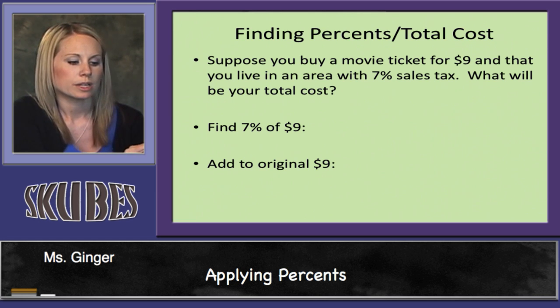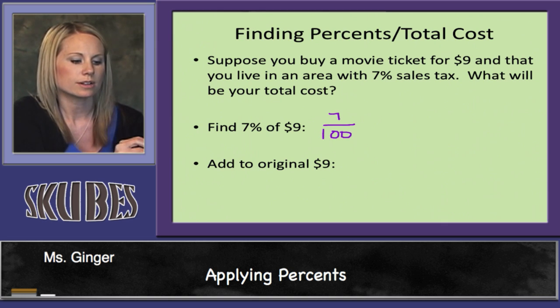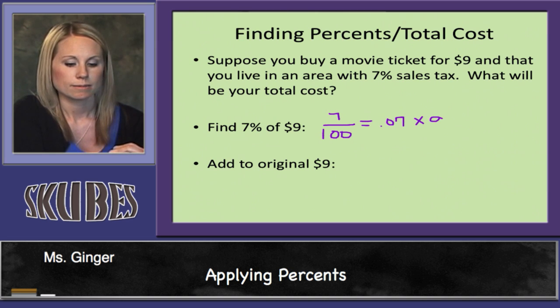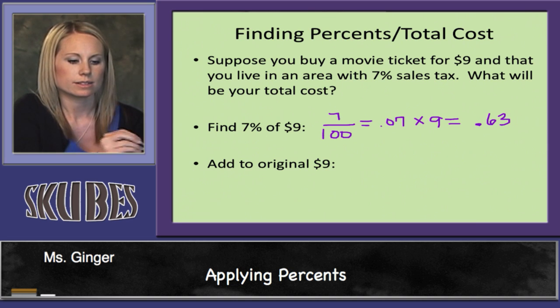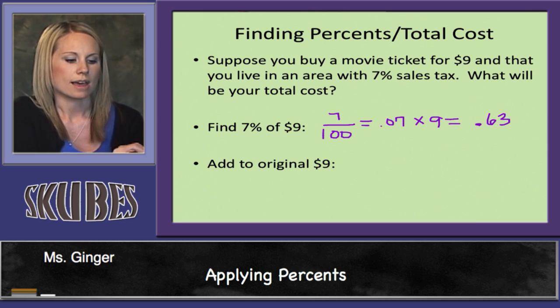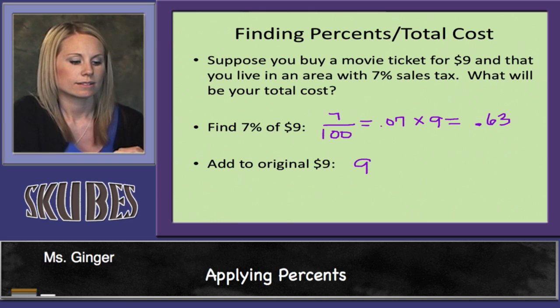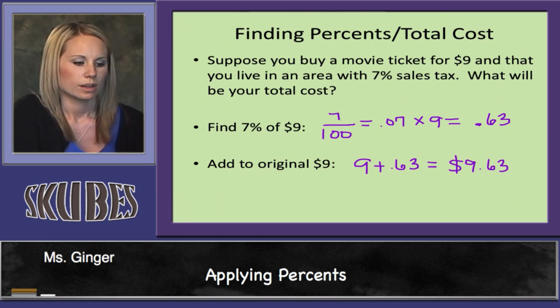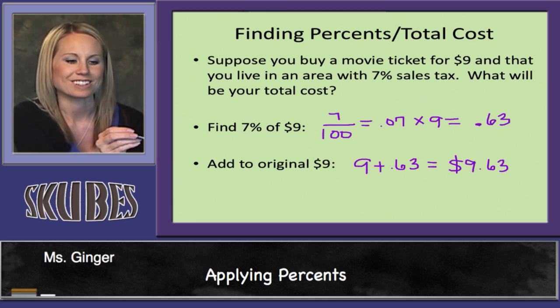So to find 7%, remember we're going to take the percent we want, divide that by 100, and that is going to be 0.07 this time. We're going to multiply by 9, and we're going to get 63 cents, 0.63. Adding that to our original 9, we're going to be paying about $9.63. So helpful to know as you're going in to make those purchases.